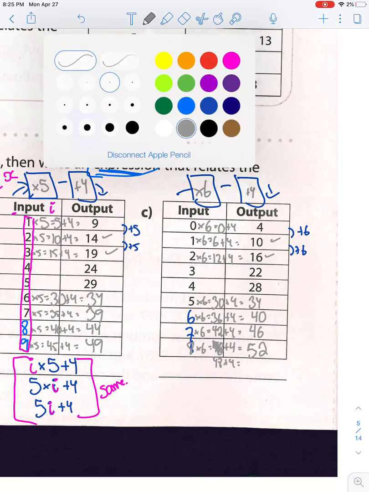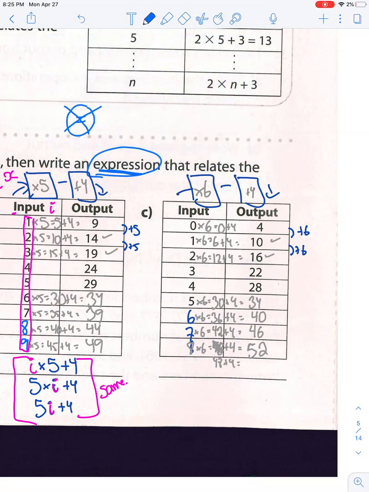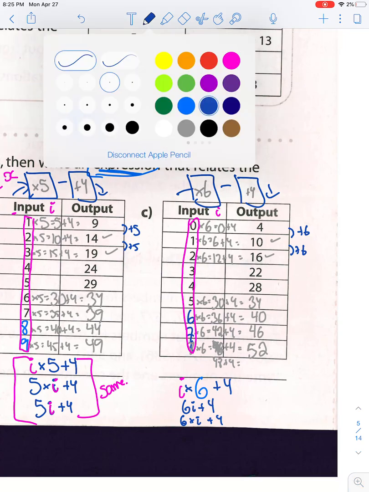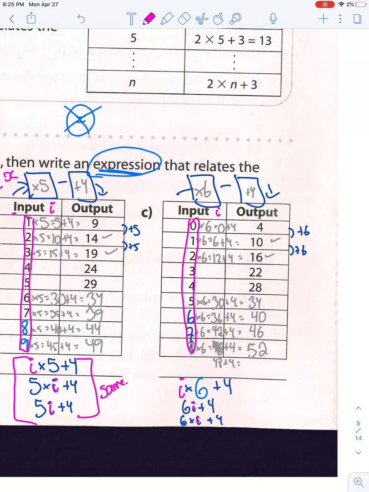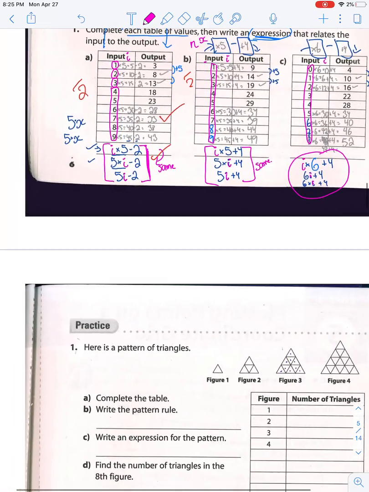So now we have to do our equation. We did our input, which was an I, so any of these values are our input. So we have I times 6 and then plus 4, or we could have 6I plus 4, or we could have 6 times I plus 4. Any of those options are correct. Okay, so write down all of those, please. Okay, that's the first page.